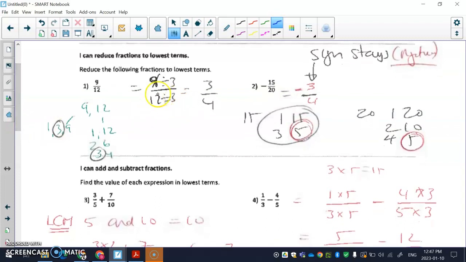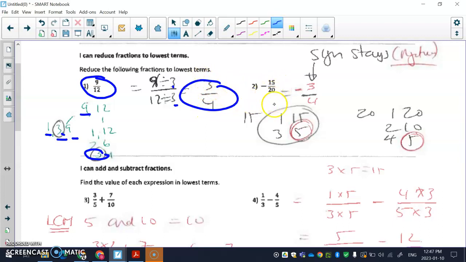Lowest term fractions. So what you ask yourself is, what number goes into both 9 and 12? And you try to get the biggest number and divide it into both 9 and 12. So what goes into 9? 1, 3, and 9. And what goes into 12? 1 and 12, 2 and 6, and 3 and 4. And the biggest number that I see in both of these groups is 3. So you're going to divide both the top and the bottom by 3 to get 3 over 4.